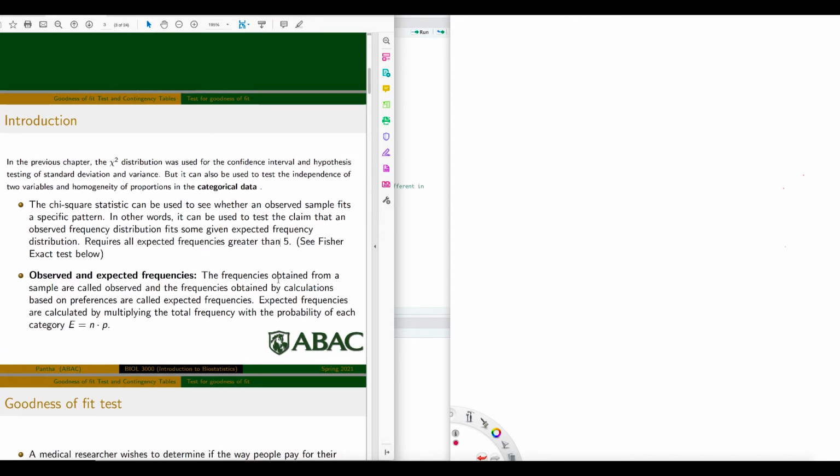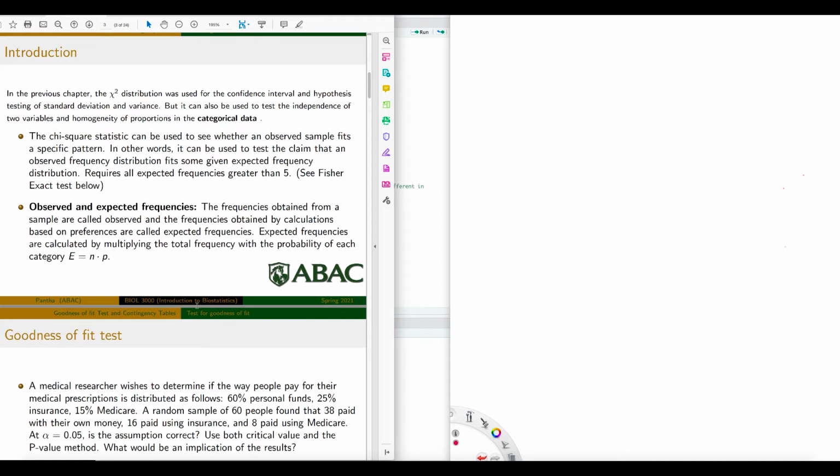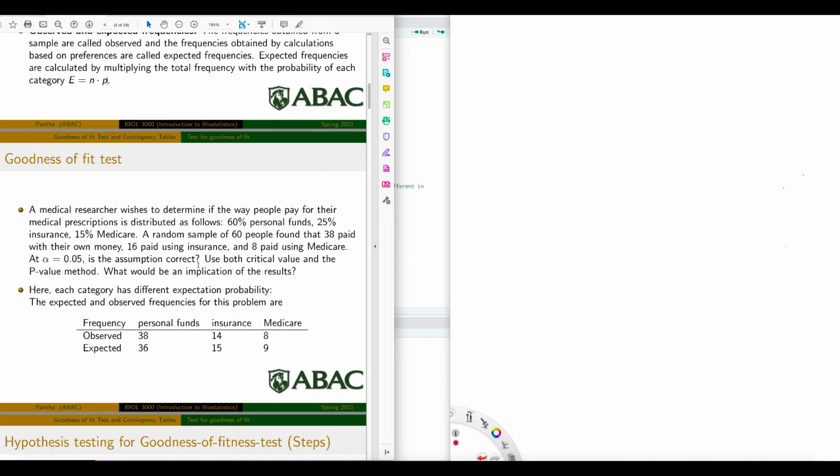The frequencies obtained from a sample are called observed frequencies, and the frequencies obtained from calculations based on a hypothesis are called expected frequencies. Expected frequencies are calculated by multiplying the total frequency with the probability of each category. So that is E equals N times P, where N is the total frequency and P is the probability of each category. Okay, so let us do one example, then things will be clear for you.